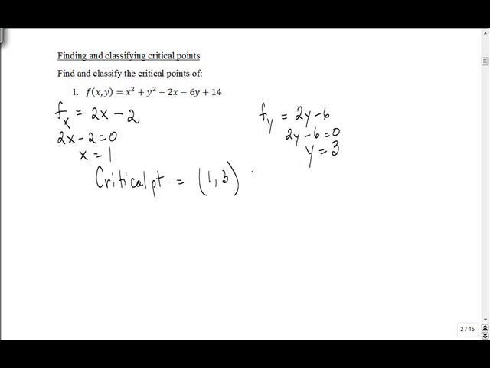Now let us find the value of f at that point, because that is important. f at (1, 3), put that into the function: 1 plus 9 minus 2 minus 18 plus 14, and that is equal to 4.